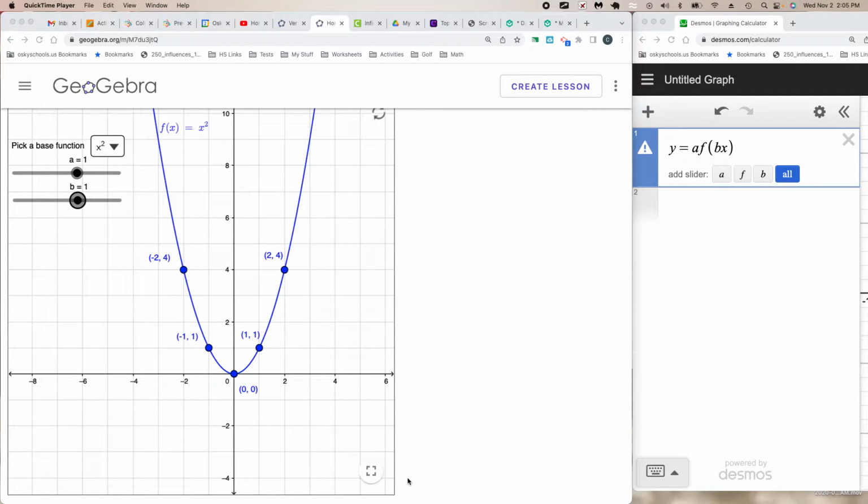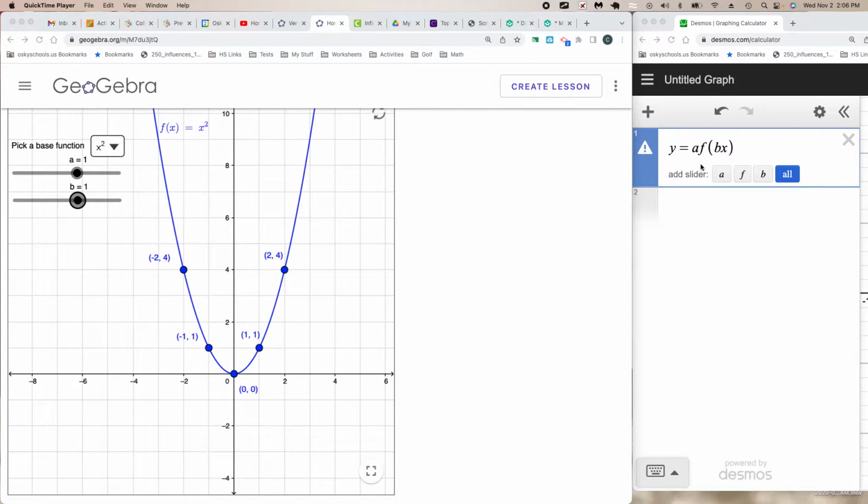Horizontal and vertical stretches and compressions using the x squared function. And we really want to focus on this function y equals a f of bx, because this is how basically any function, not just the x squared function, can be written, where a is a leading coefficient on the outside of the function that's being multiplied, and b is a coefficient on the x value that's inside of the function.